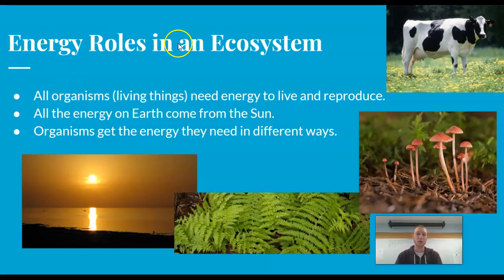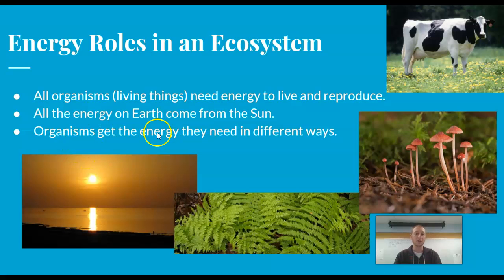This is the title of our topic today. So this should be the title of your notes. And then you're going to want to write down these 3 bullet points. So first of all, organisms, living things, need energy to live and reproduce. Without energy, we die. And also you should know that all the energy on Earth comes from the sun. Every last bit of energy comes from the sun.